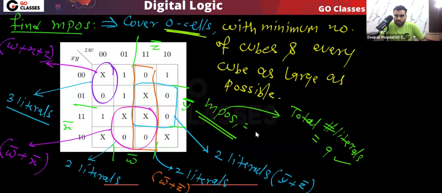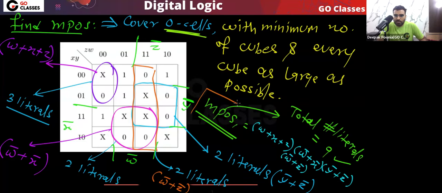So minimal POS 1, what will that be? You can write it now. That will be (W or X or Z) and (W bar or X bar) and (Y bar or Z bar) and (W bar or Z bar). That's it. This is your minimal POS 1. Finally, this minimal POS 1 will have a total of four terms and 9 literals.